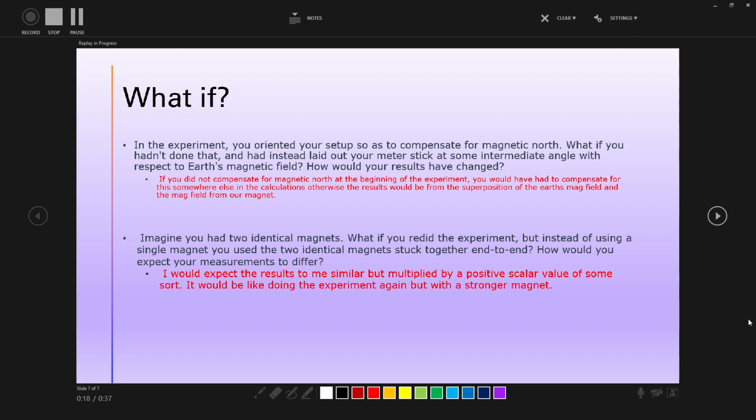Also, what if we imagine that we had two identical magnets and we stuck them together and redid it? Well, I would expect the results to be similar, but just multiplied by some positive scalar value. It would be similar to if we just did the same experiment over again with a different strength of magnet, most likely stronger.